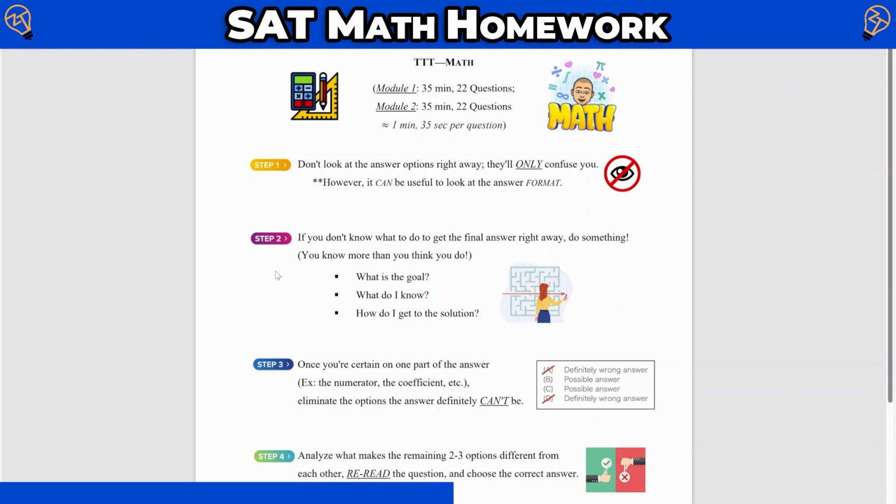And then we go on to step 2 where we did something. And what was that something? Well, we identified the center. And once we knew what the center was, in other words, we were certain on that part of our answer, we started to eliminate answer options. We eliminated A and C. Now we're left with B and D, and we're going to look at what makes them different from each other.